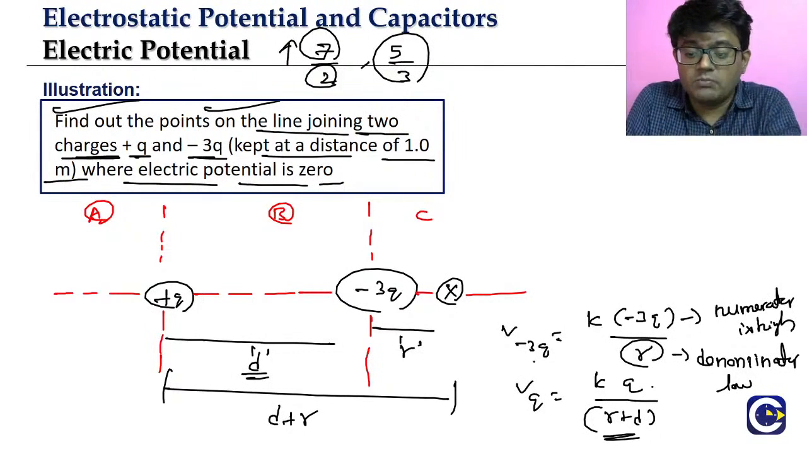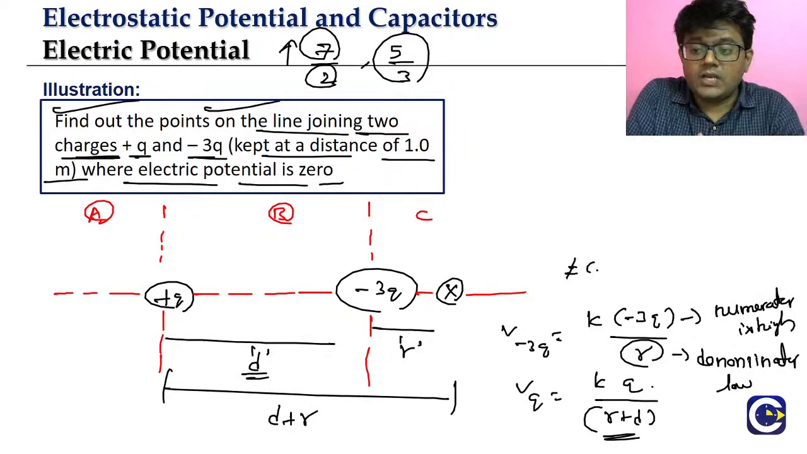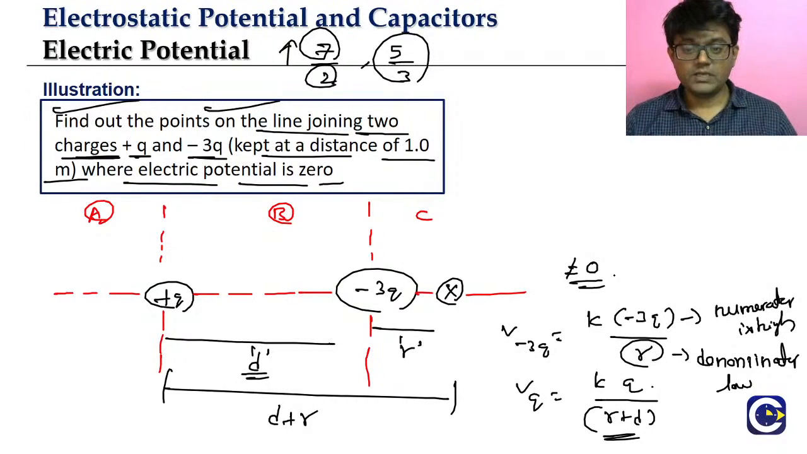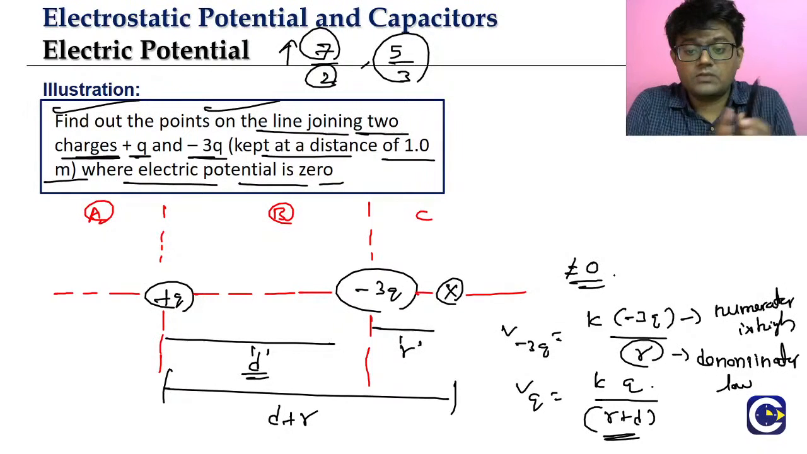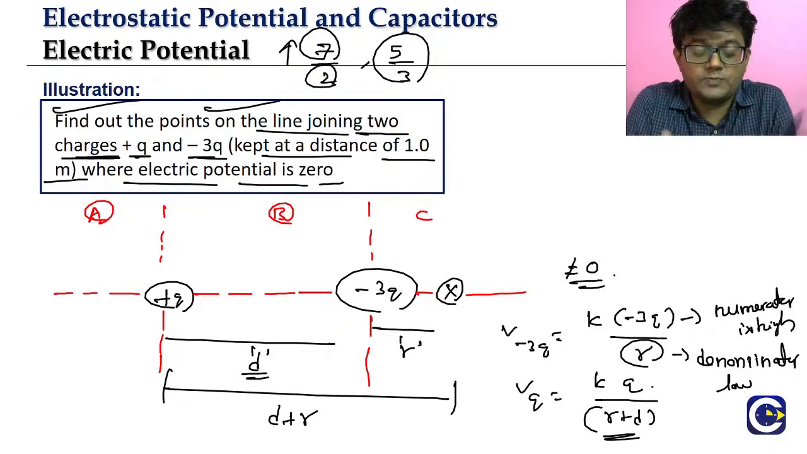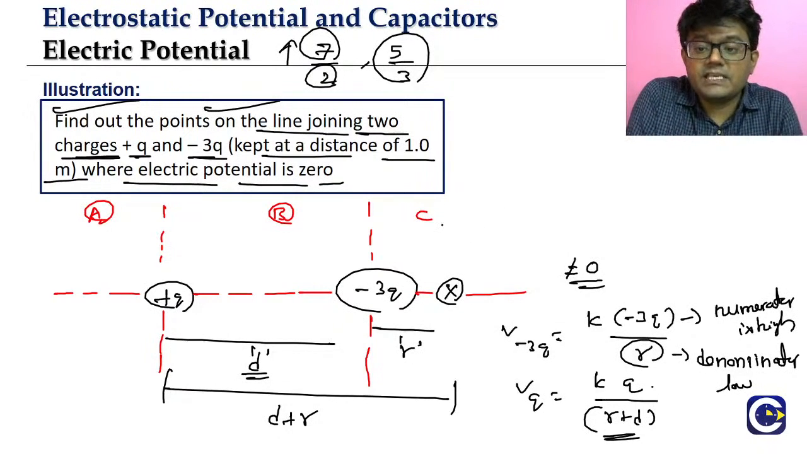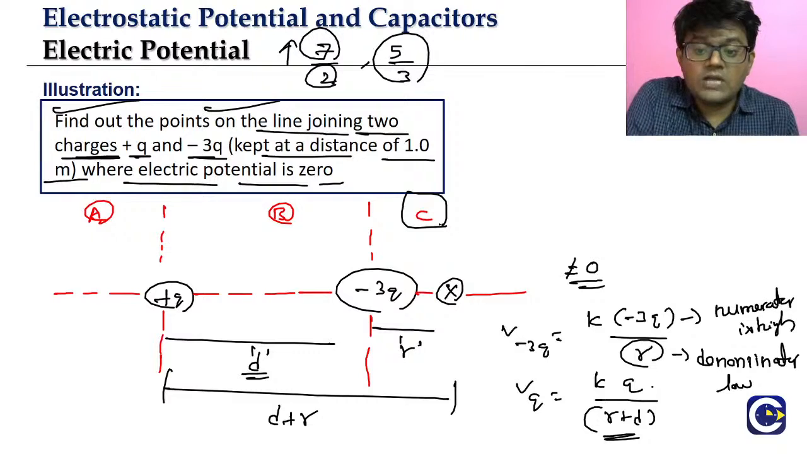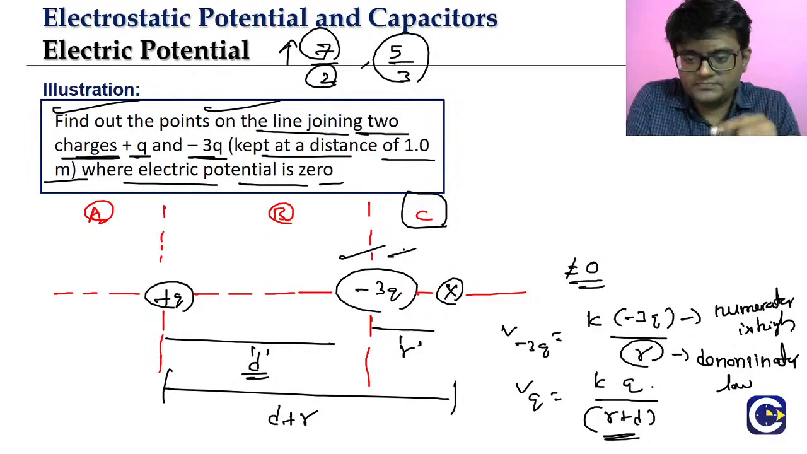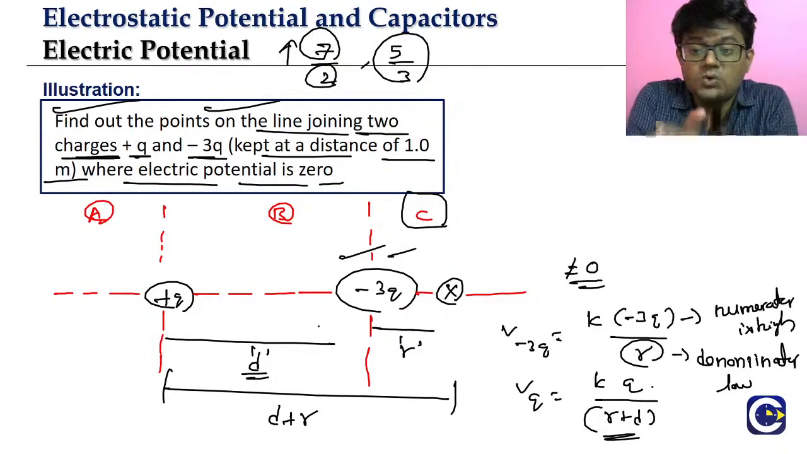When we try to add both of them, one value is negative and the other is positive. When you try to add both of them, they cannot add up to 0, because the negative value will always be higher than the positive value. So they will not be able to add up to 0, which means the significance of region C is that it is the region which is closer to the higher value charge.